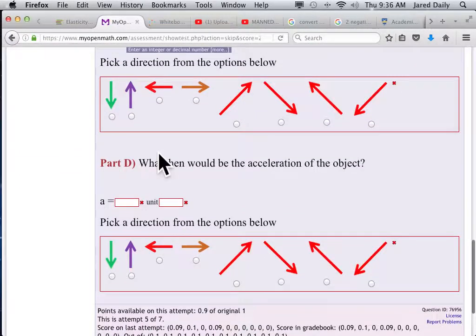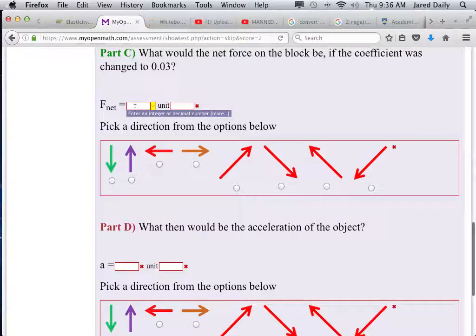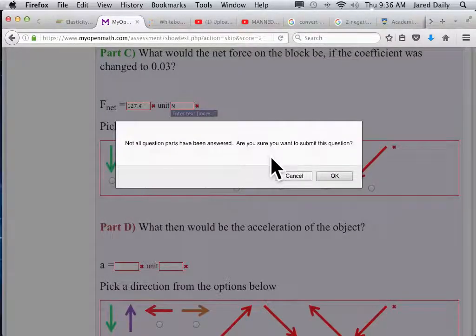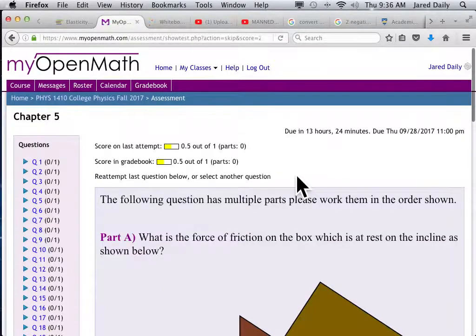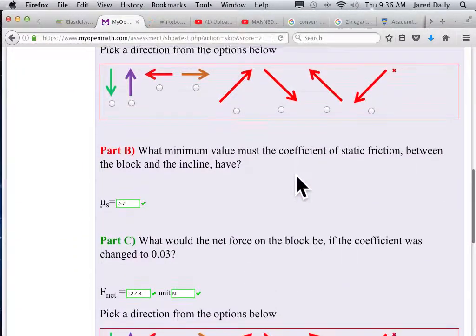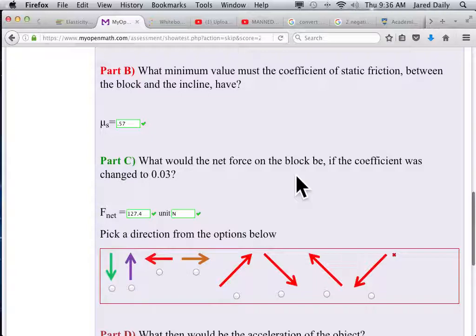Let's check it. What area is that supposed to be in it? The answer is supposed to be this way, up the slope. 127.4. And so which direction for the net force, right?